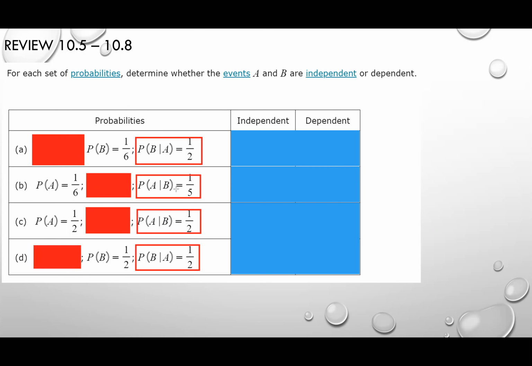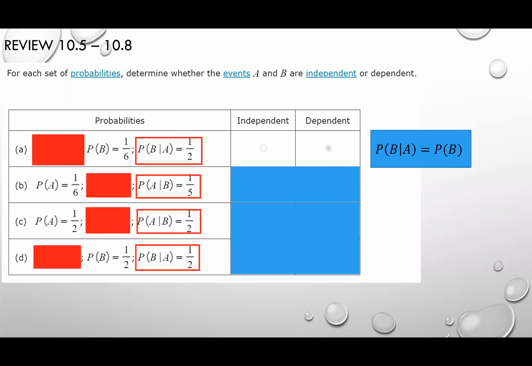That's what you need to remember: the conditional probability of B given A is equal to the probability of B. If the probability of B given A, with A already having happened, is equal to the probability of B, then they are independent. Looking at this, you can see clearly that this item and this item are not the same. 1/6 and 1/2 are not the same. And if they are not the same, they are dependent. And vice versa, same thing: if A given B is equal to the probability of A, then they are independent. In this case, they are not the same, so they are dependent, right?